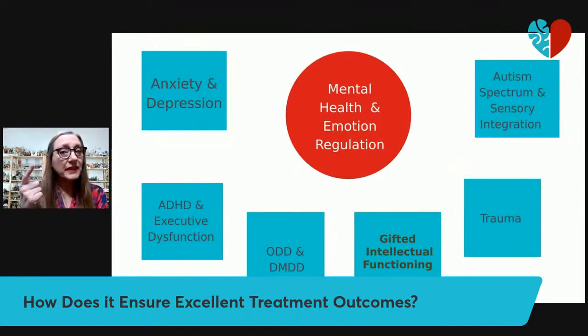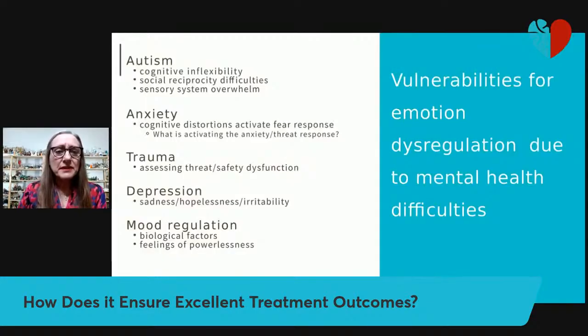And so one of the things that we're doing when we're doing our case conceptualization is asking all of the questions and getting all of the history to get a better sense of where the roots are. What's going on, what's causing this, where's this coming from, when does it happen and why does it happen? So for emotion dysregulation and emotional vulnerability, we have kids on the autism spectrum. They struggle with cognitive inflexibility and social reciprocity problems. They can get overwhelmed by their sensory system.